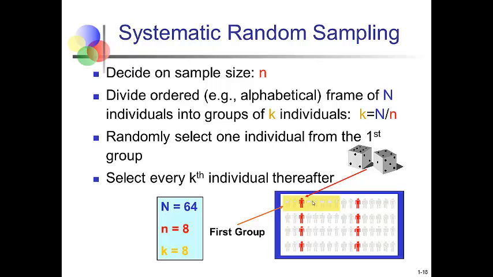So pretend I use the random number generator. I got 3, because I'm looking at 1 through 8 here. I got 3. I need 8 groups, because I'm going to pick one from each group. I get my number 3 guy here, and then I go every kth item. So I'm going to pick the third guy and then the 11th guy and so on. And that's going to allow me to pick randomly, but systematically, 8 people to survey.